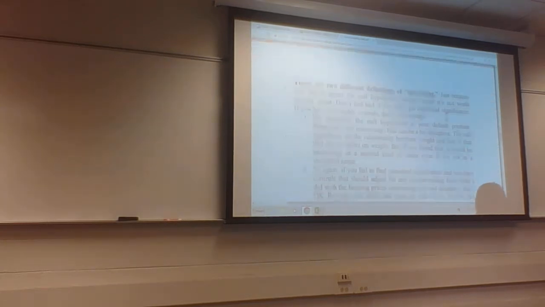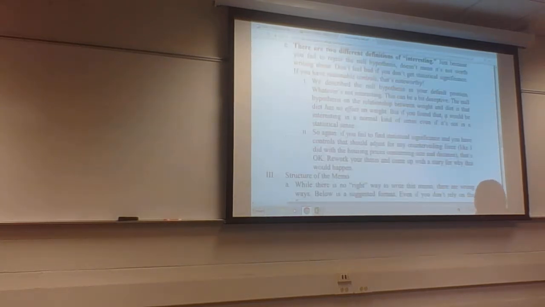Just note, just because you don't find this significant doesn't mean it's a bad thing. It means you have to rejigger your thesis statement. So you might say, people think population density causes crime because of these reasons. They are wrong because of these reasons, and here's the evidence. That's a perfectly acceptable way to do it.